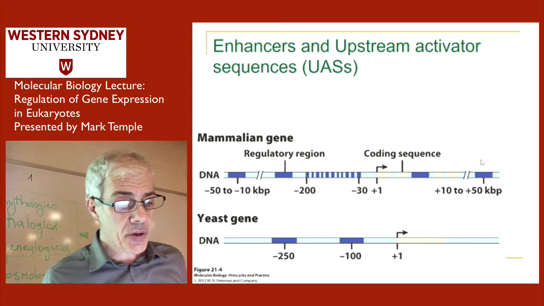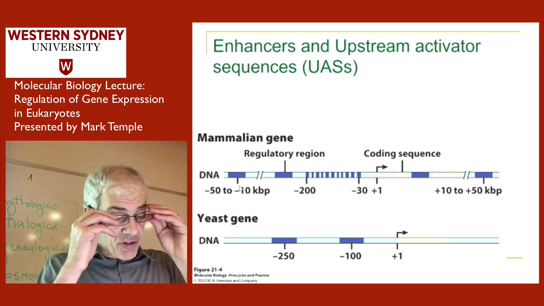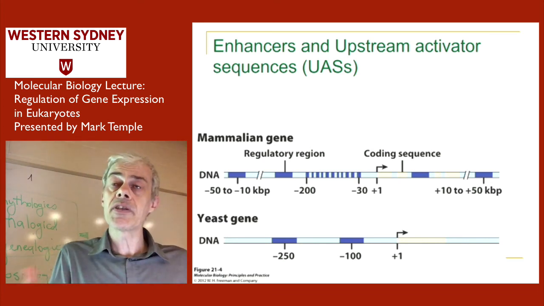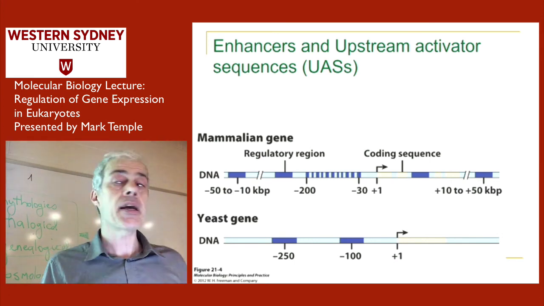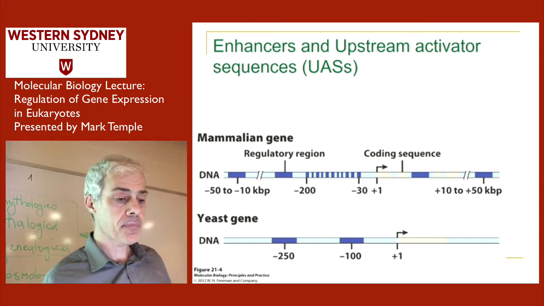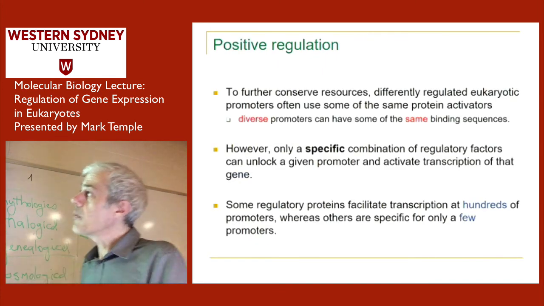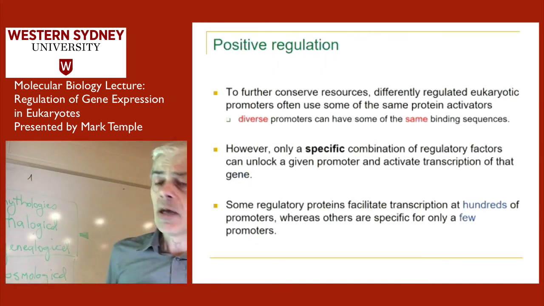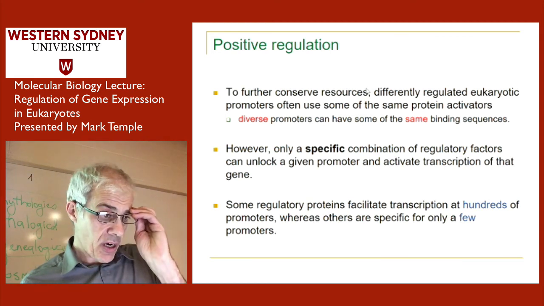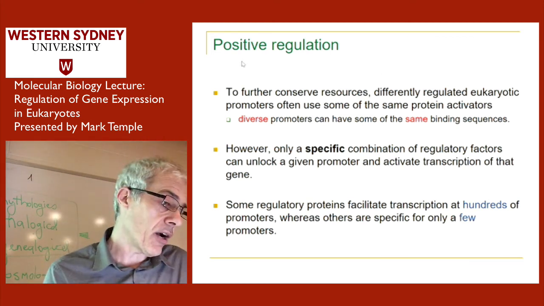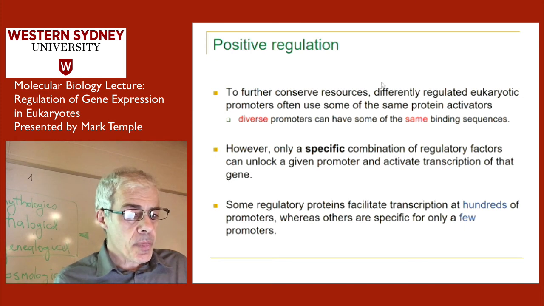So there's lots of really good evidence that says these distant regulatory elements are involved, and the textbook goes with a looping argument to say this is how they're involved. Okay, but there are other arguments out there. Okay, so we're talking about turning genes on. So we're talking about positive transcription factors.